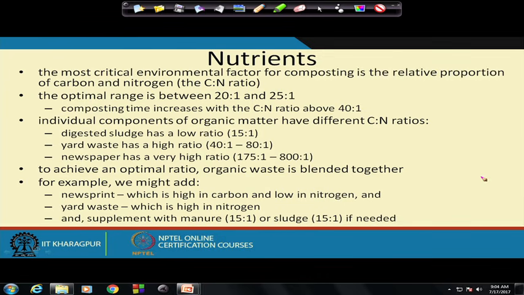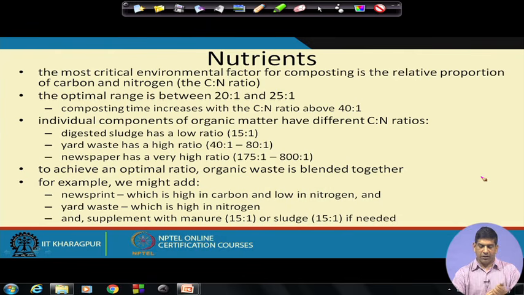So the most critical environmental factor of composting is the relative proportion of carbon and nitrogen. You don't want too high a carbon to nitrogen ratio. The optimal range is between 20:1 and 25:1. So that's the range in which it works, 20:1 to 25:1. And then composting time increases with increase in carbon nitrogen ratio. If you have above 40:1, it becomes really difficult.